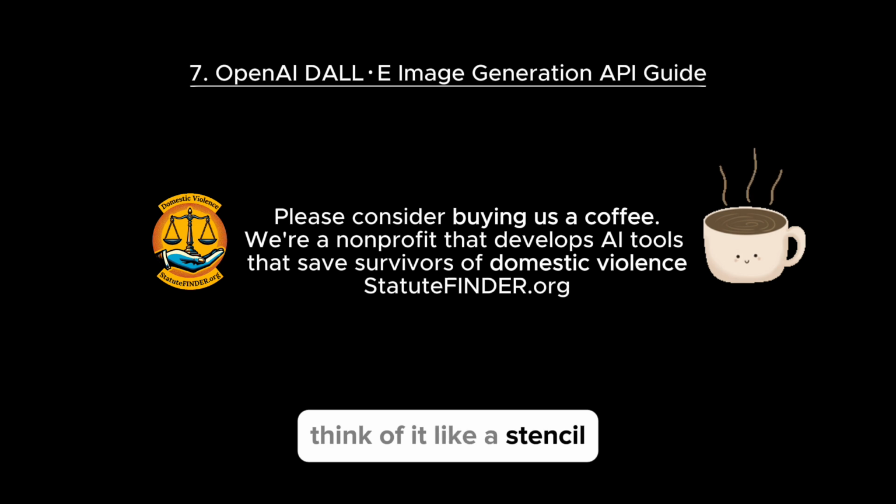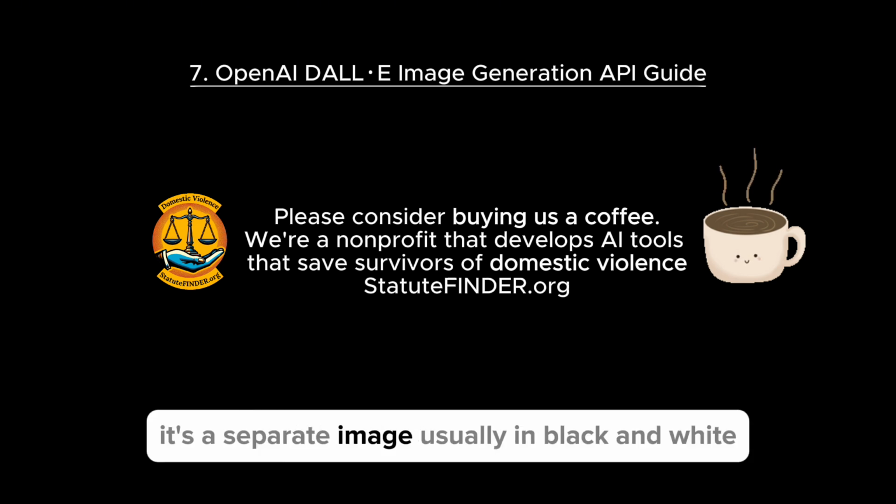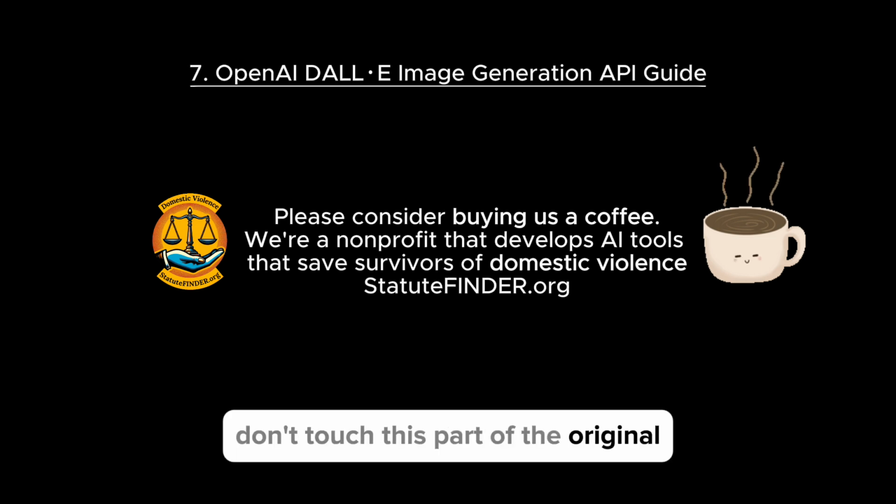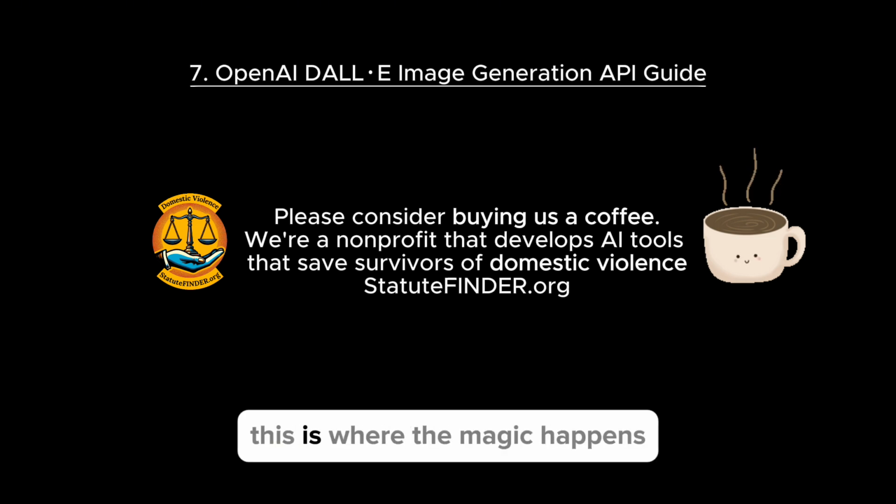Think of it like a stencil. You lay over your image. It's a separate image, usually in black and white. The black areas tell the AI, don't touch this part of the original, and the white areas are like saying, this is where the magic happens. Change this based on the prompt.